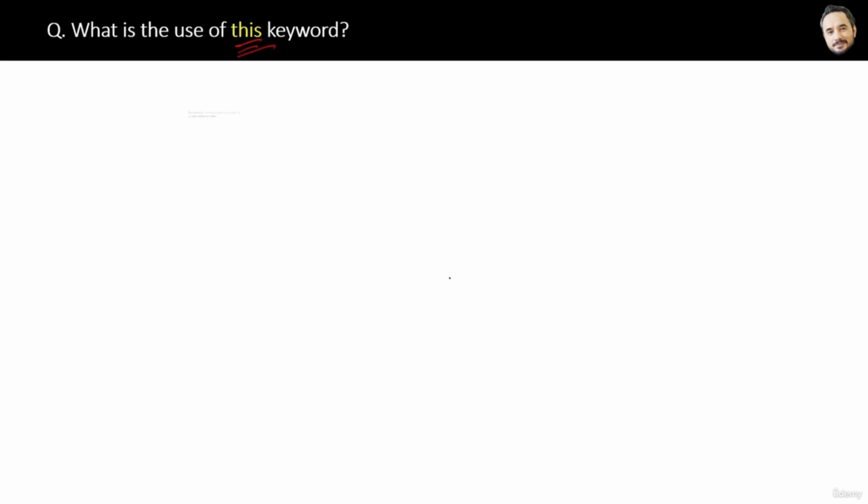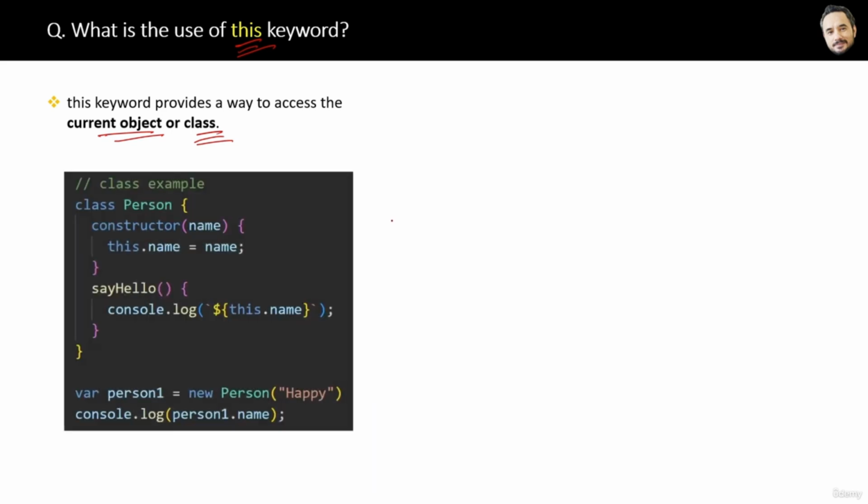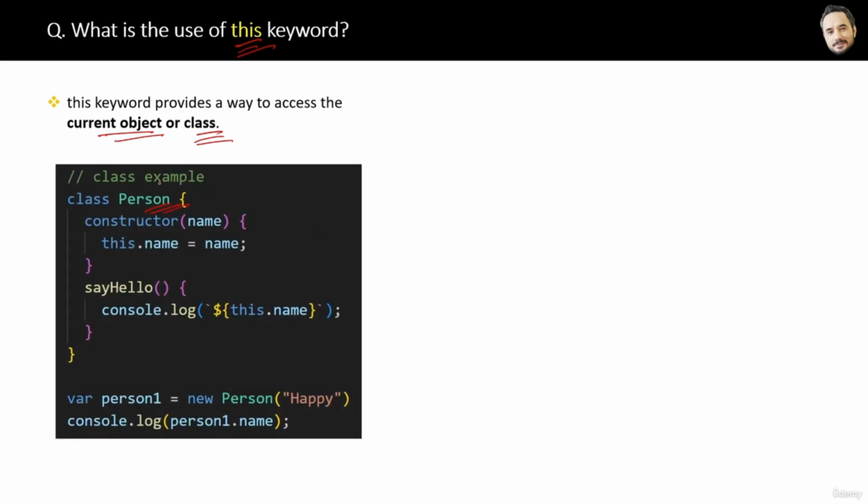The definition is, the this keyword provides a way to access the current object or class. For example, suppose you have a class like this. Now inside the constructor, see, we have this.name = name. Here, name is the value you are getting from the parameter name. Okay, and this.name, what is it? It is referring to the property of the Person class. So basically, we use the this keyword here to represent the class whose name is Person.